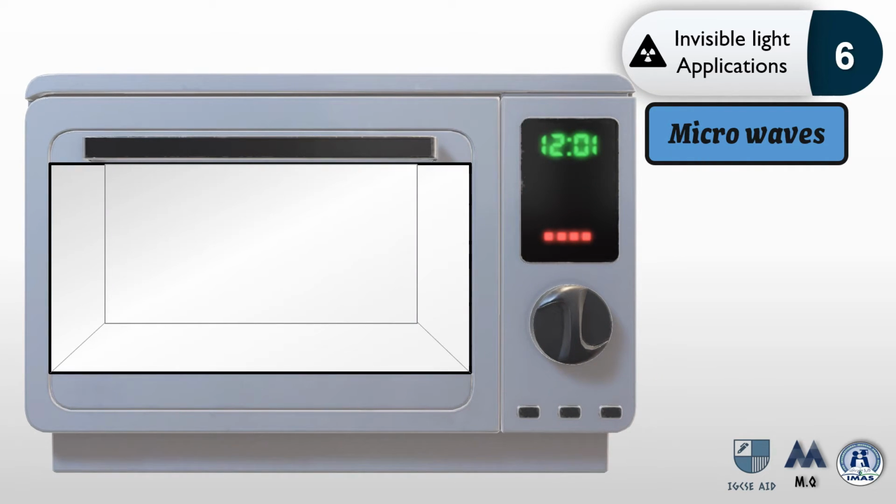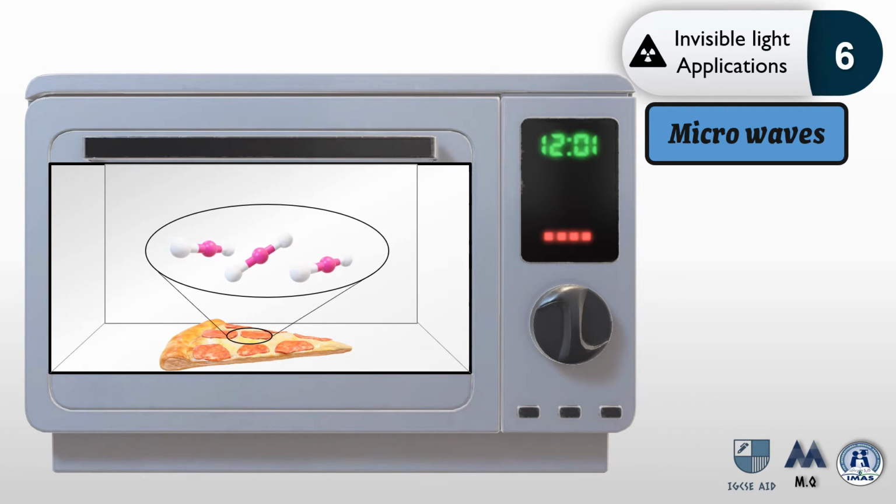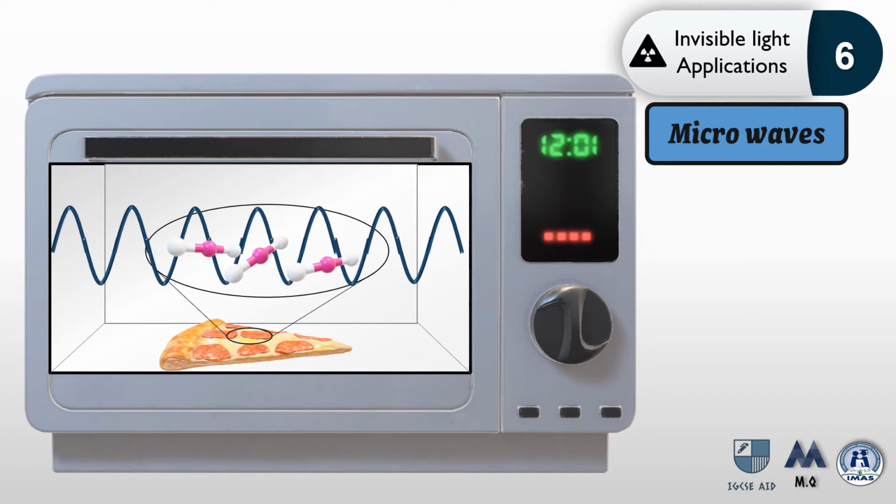If you place a slice of pizza inside, we know food contains water particles. It contains an amount of moisture. When microwaves are generated, those water molecules will absorb those microwaves, which will cause them to vibrate more. And more vibrations means it's being heated. That's the idea of a microwave oven.